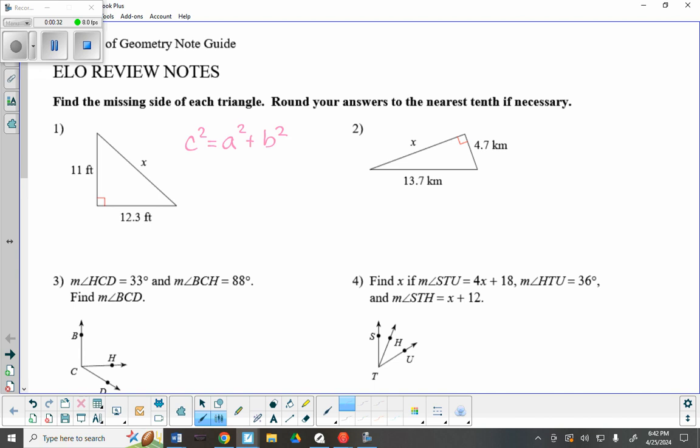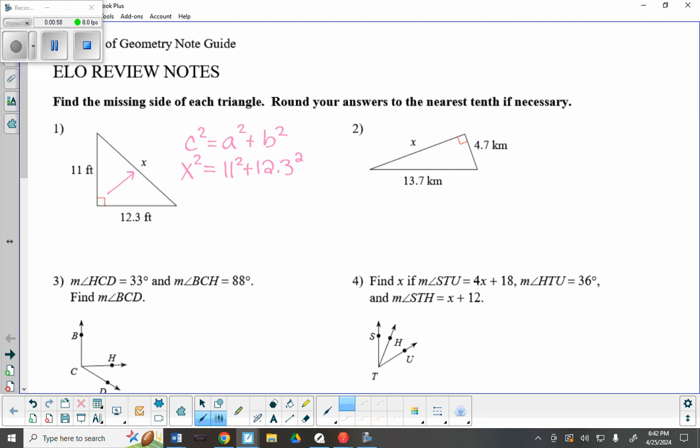Important things to remember are that the C is always the hypotenuse, and that is across from the right angle. So this is your C. So we're going to substitute that in. And the A and the B can be either number, either of the legs. And then after that, it's a matter of solving for x.